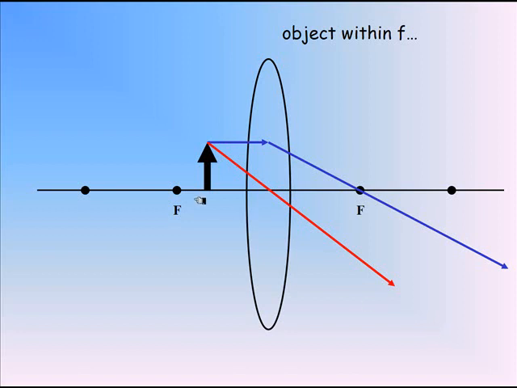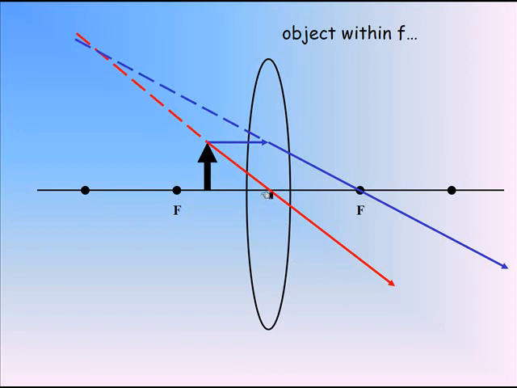And there's an object that's inside of F. Of course, this is a special case, and this would look, all right, if we connect those lines, we can see that that particular object appears bigger. And that's often how we use our convex lenses, to look at things close up.